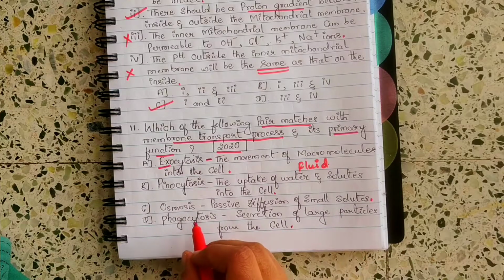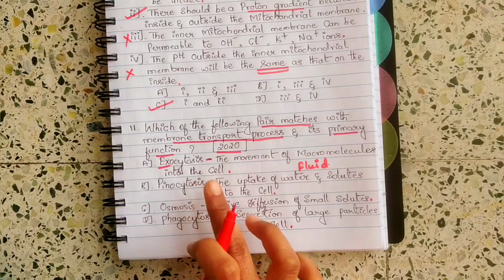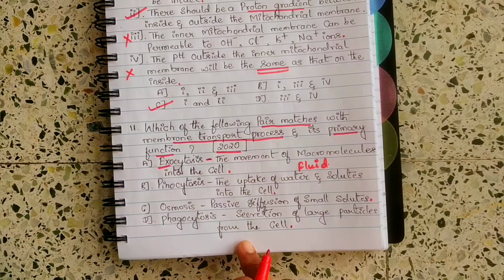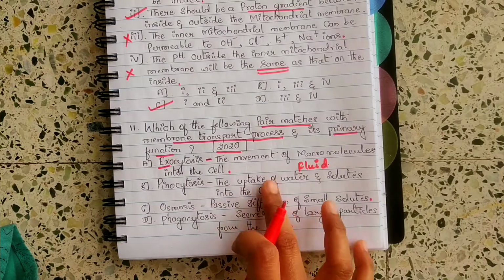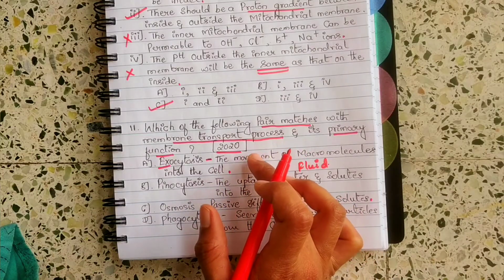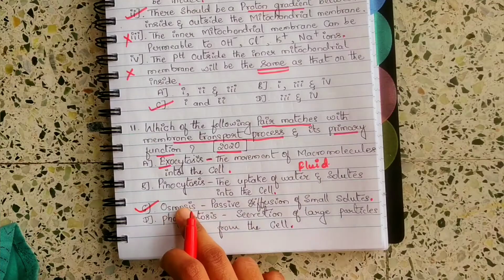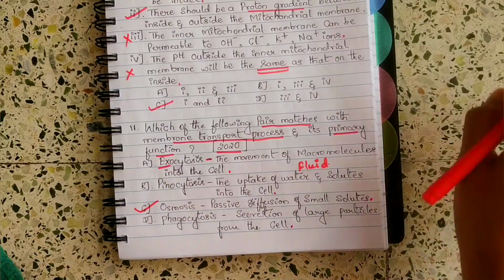Pinocytosis and phagocytosis come under endocytosis. Even though they involve the membrane, these are still not the primary functions, and exocytosis is also not the function. So the correct option is osmosis, that is, passive diffusion of small solutes. This is the correct answer.